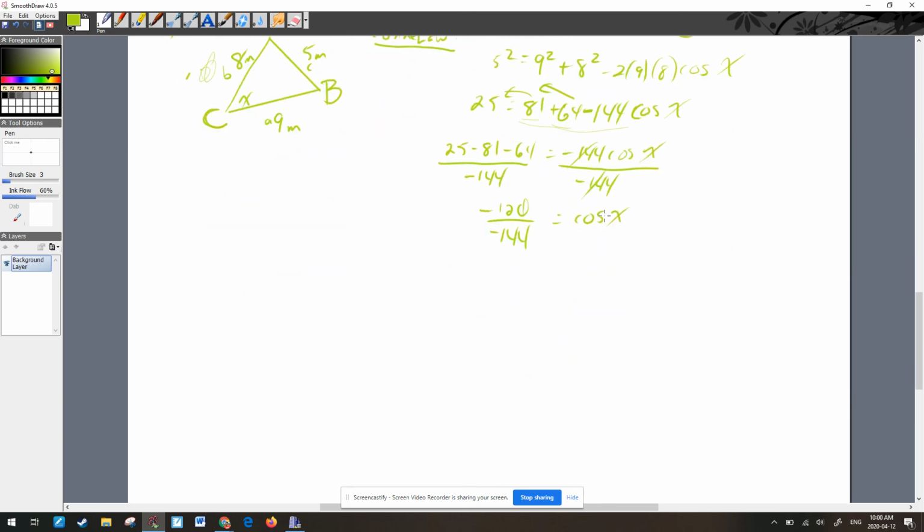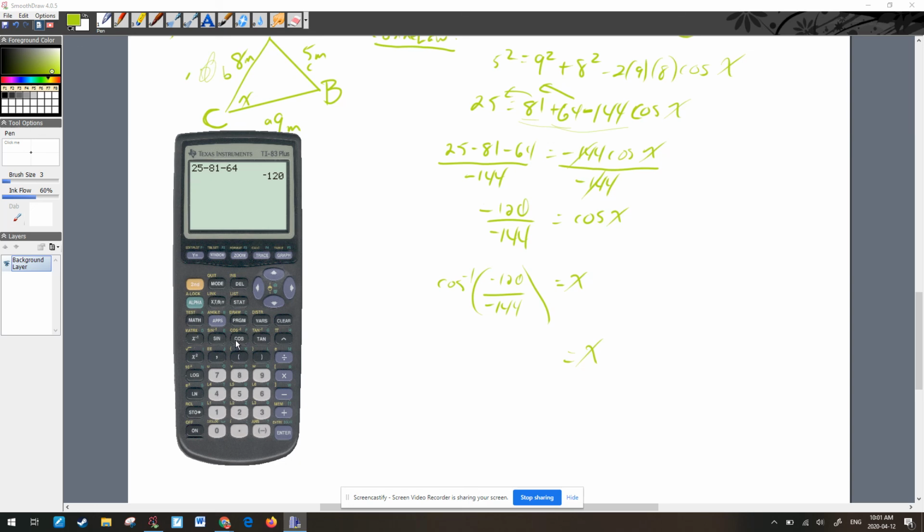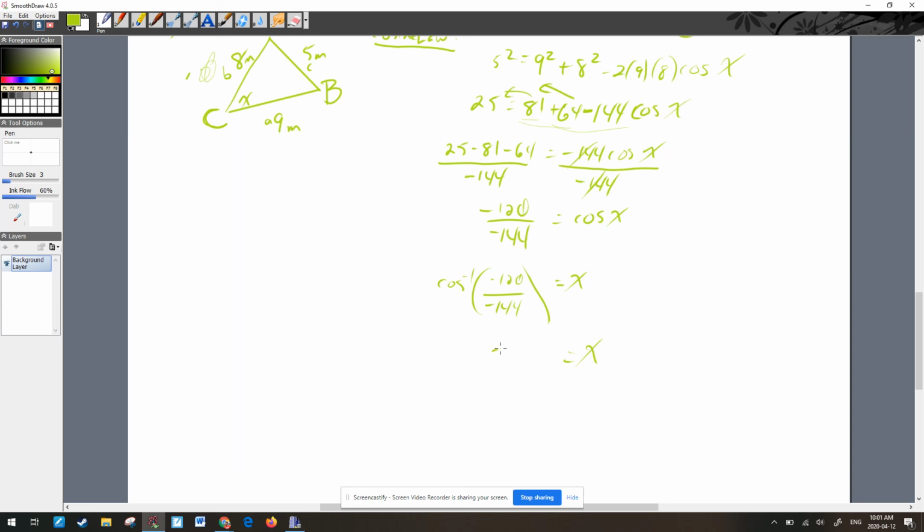I want to get the x all by itself. Right now, cosine is working on the x, so we're going to have that x is equal to the cos inverse of negative 120 over negative 144. So, second function, cos inverse of negative 120 divided by negative 144. Close that off. And we're going to get 33.56. So we just found that that angle was 33.56 degrees.